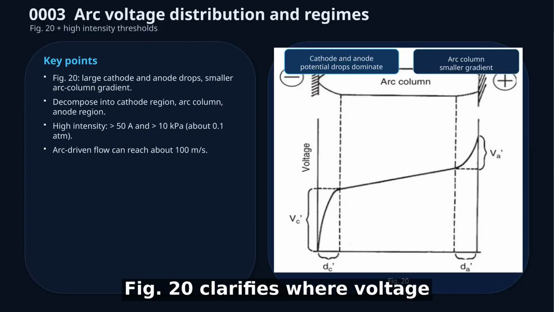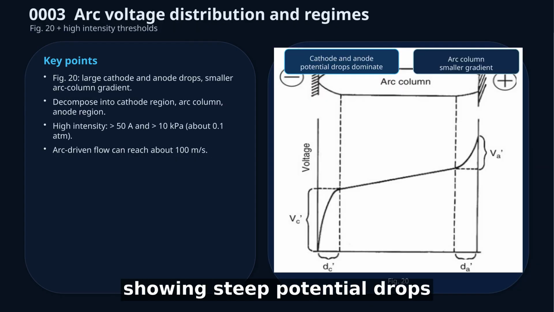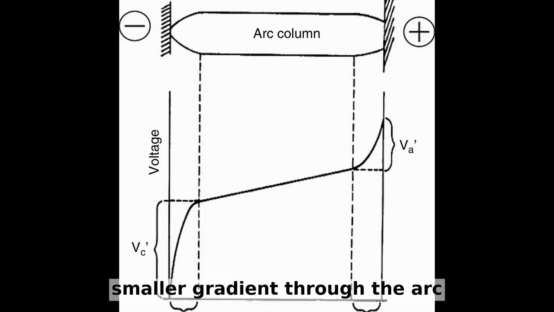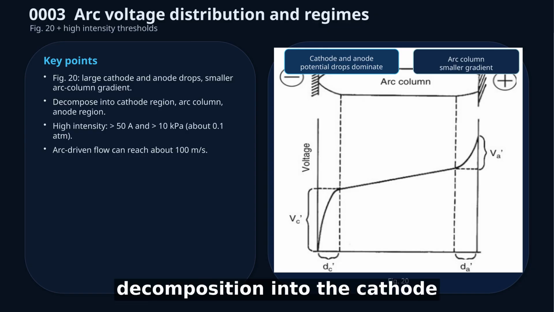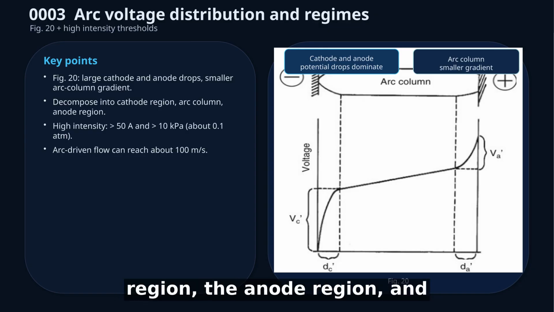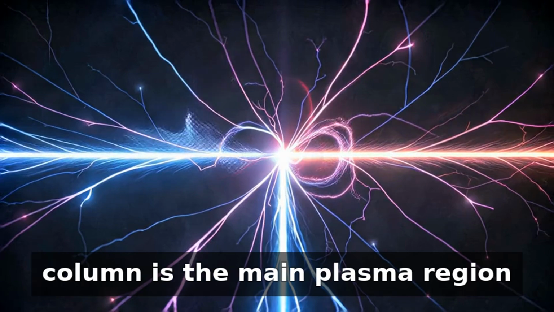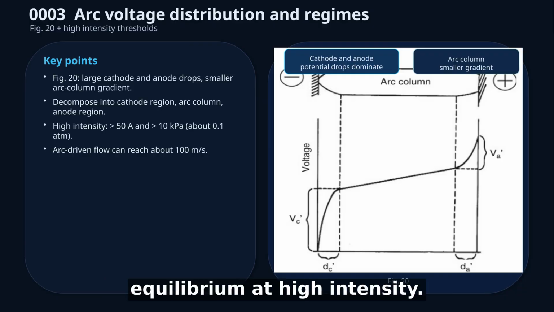Figure 20 clarifies where voltage is consumed along an arc by showing steep potential drops near the cathode and anode and a smaller gradient through the arc column. This supports a useful decomposition into the cathode region, the anode region, and the arc column, where the arc column is the main plasma region approaching local thermodynamic equilibrium at high intensity.